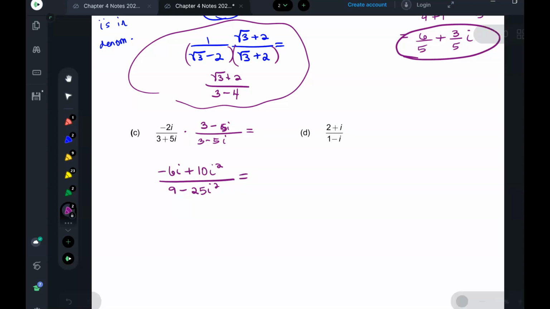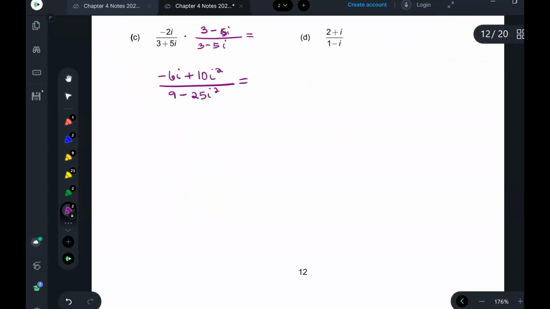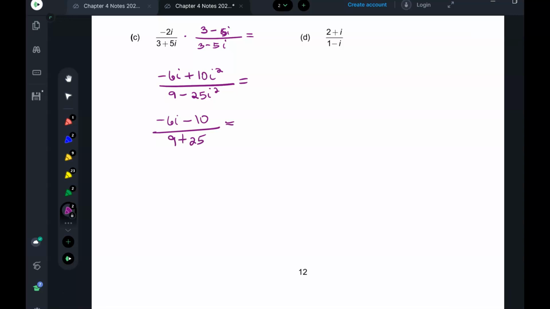Okay, now we'll replace anything that has an i squared. We'll just change the sign. So it's going to be minus 10, minus 6i, and then 9 plus 25. The last part is just kind of rewriting it so it's in the proper form.